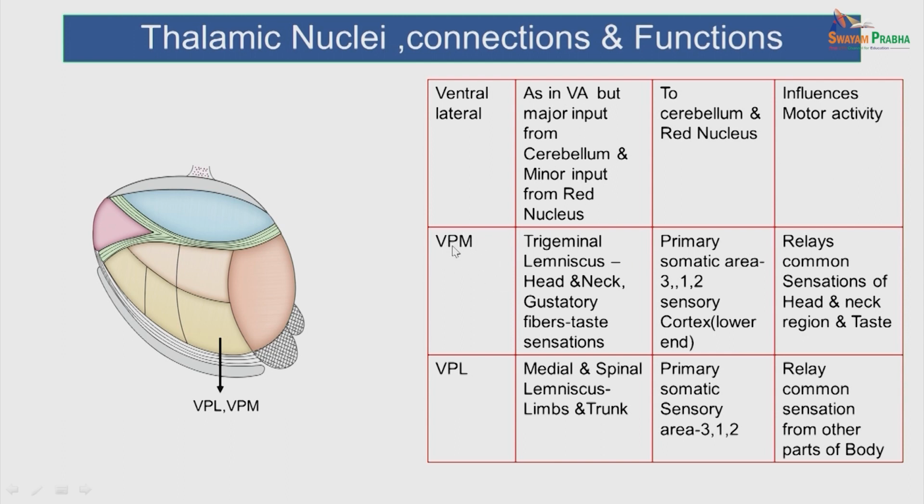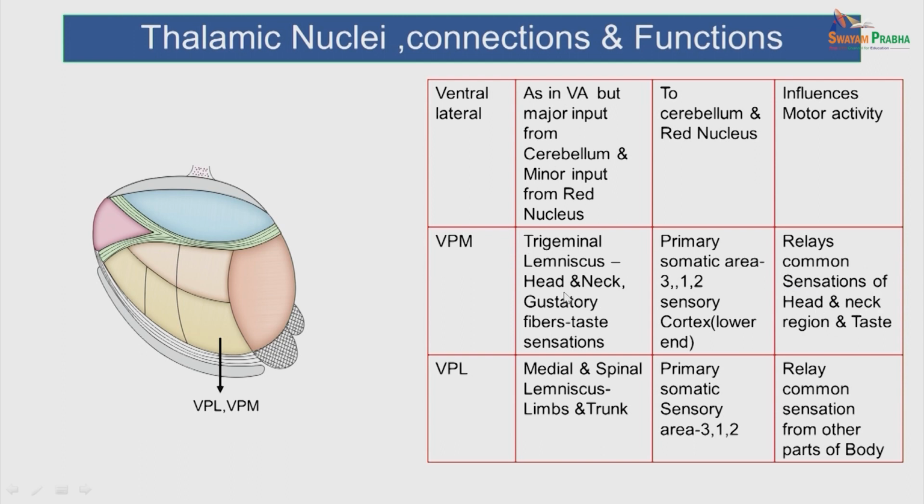Then the VPM nucleus is the ventral posterior medial nucleus. It receives the trigeminal lemniscus, which is the ascending fasciculus from the head and neck region, the crossed fibers from the opposite side of the head and neck region, carrying all the sensory information, and it relates to the primary somatic area number 3, 1 and 2. So, the general sensation of the head and neck region.